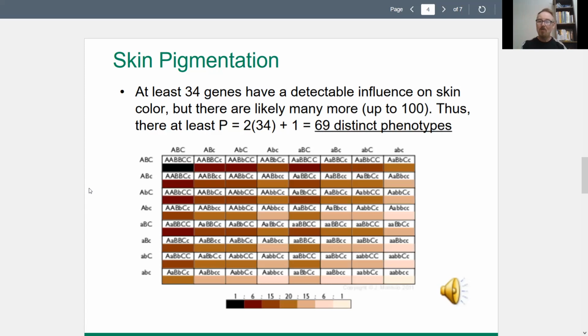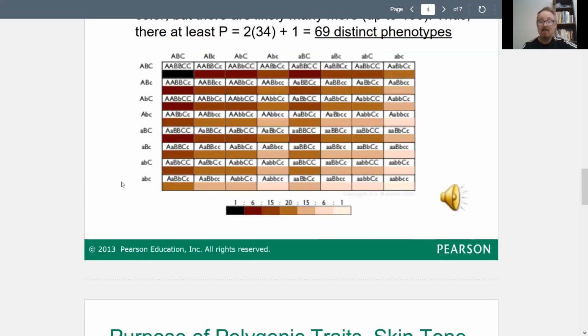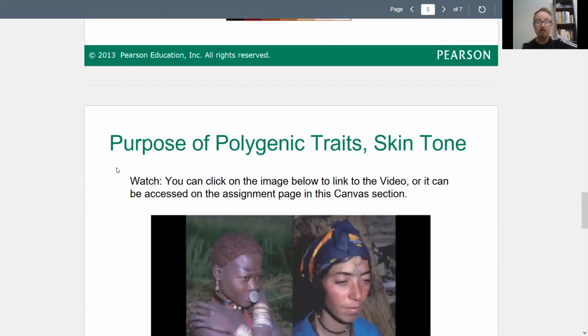Okay, so this shows us the evolutionary reasons why we have the skin colors we do, and also why it takes 34 different genes, because we require all those different phenotypes because of the gradation of UV radiation in different latitudes. Okay, classic example of a polygenic trait.